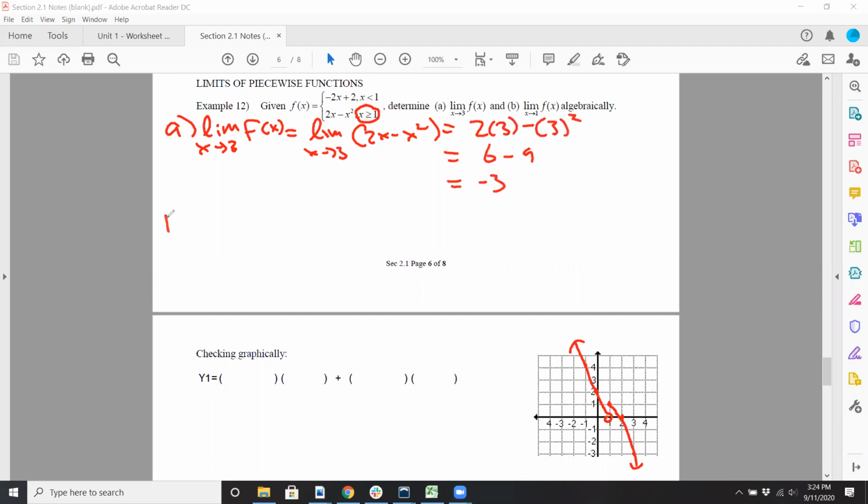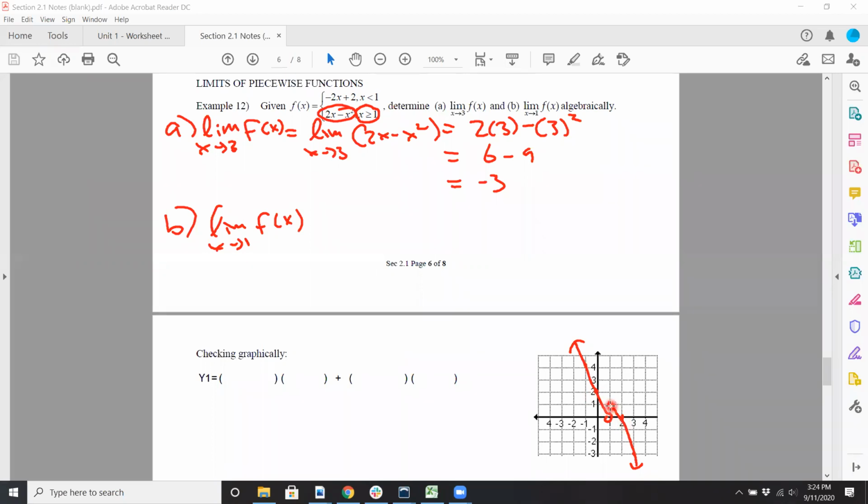So that's pretty simple. Now B is going to be a little bit tricky. You want the limit as x approaches 1 of f of x. Now in this case, when x is approaching 1, yes, when x equals 1, we do equal this function, but it's not about equal, it's about approach. And we look at the left and right sides. From the left side, when x is slightly less than 1, we're going to have to use a negative 2x plus 2 function. For the right side, we have to use the quadratic function.